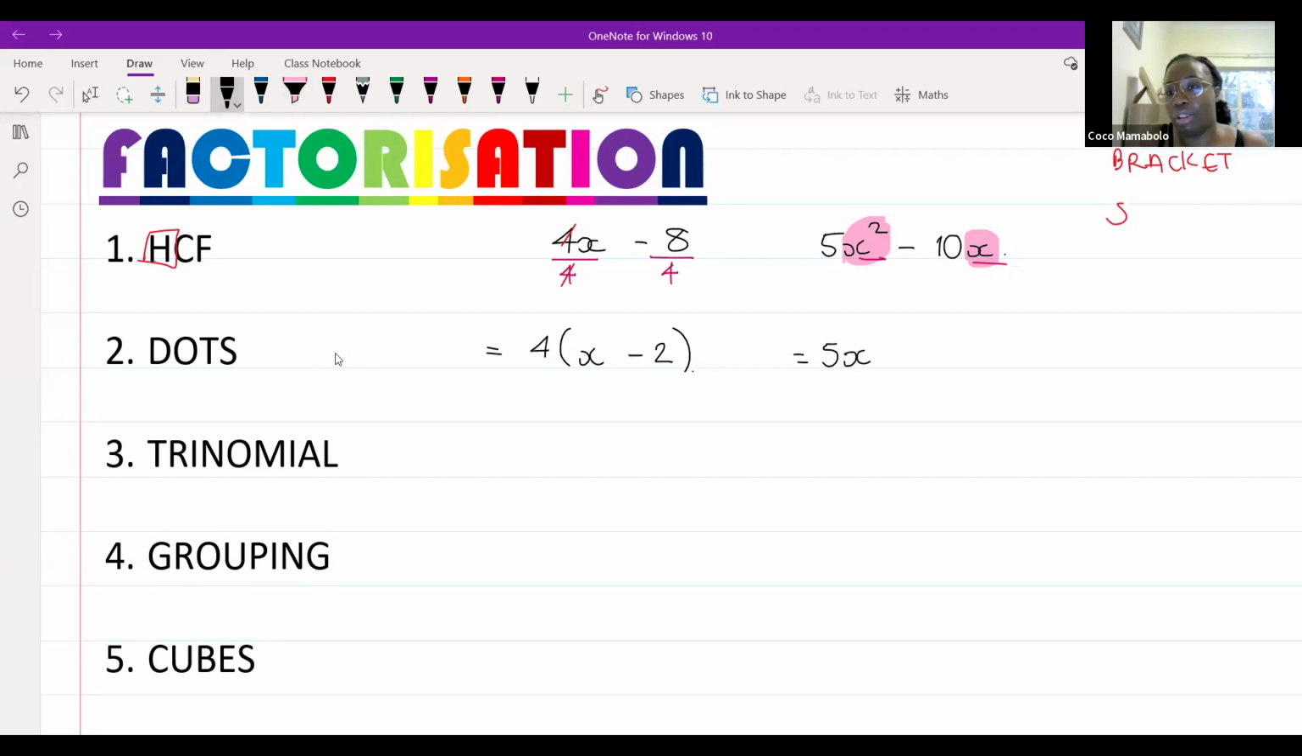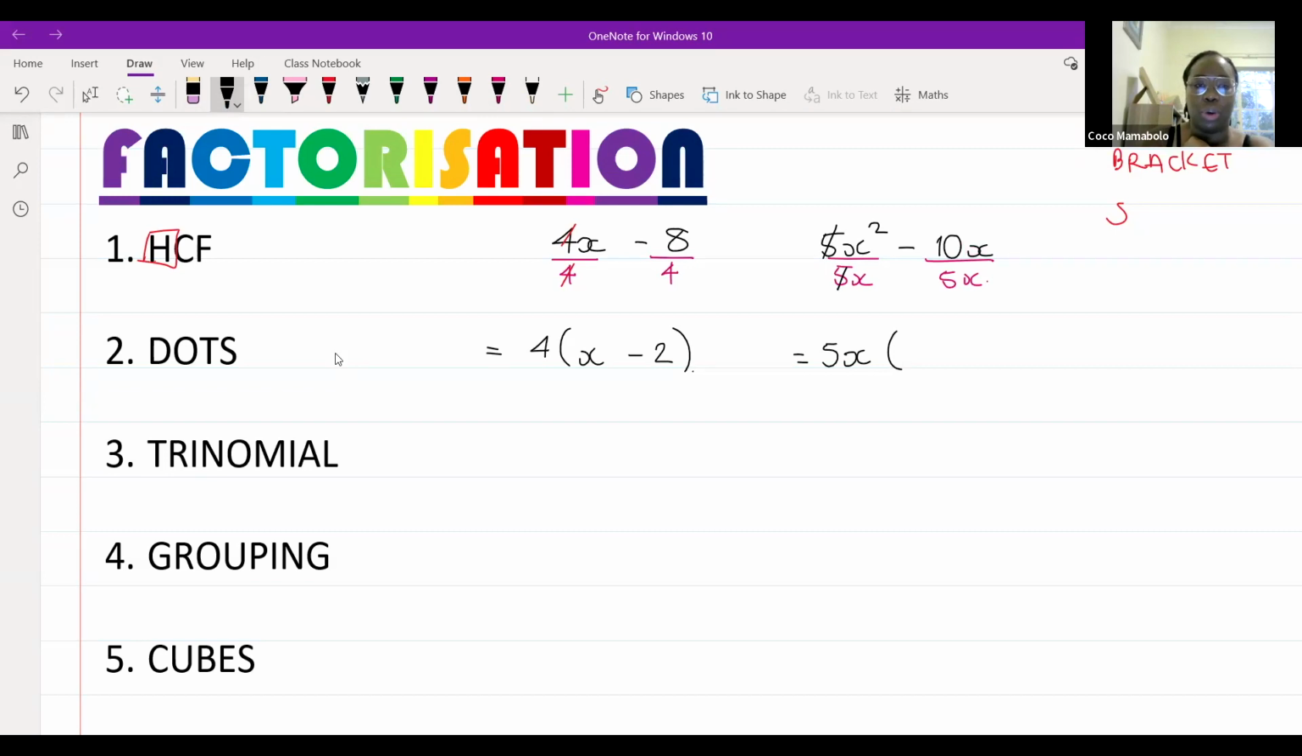Again, I'm going to open brackets, and then I'm going to take my highest common factor and divide both terms by it. I'm going to divide here by 5x, and I'm going to divide here by 5x. Now, 5 divided by 5 is going to give us 1. What is x squared divided by x?